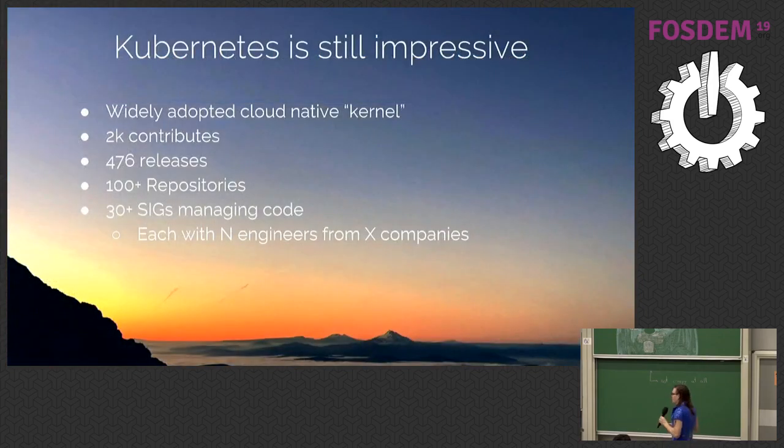So Kubernetes is still impressive, despite the fact that we've got into a little bit of trouble along the way. It's widely adopted as the new cloud-native kernel. The main 3 cloud providers have all come and said, yes, we want to adopt these APIs. We have over 2,000 contributors in the top-level repository alone, with 476 releases, 100-plus repositories in the Kubernetes GitHub org, 30 SIGs, or special interest groups, each managing code, each of those with n number of engineers working for X companies. And we do all that, and we still are able to cut a build every 3 months, and that's pretty exciting.